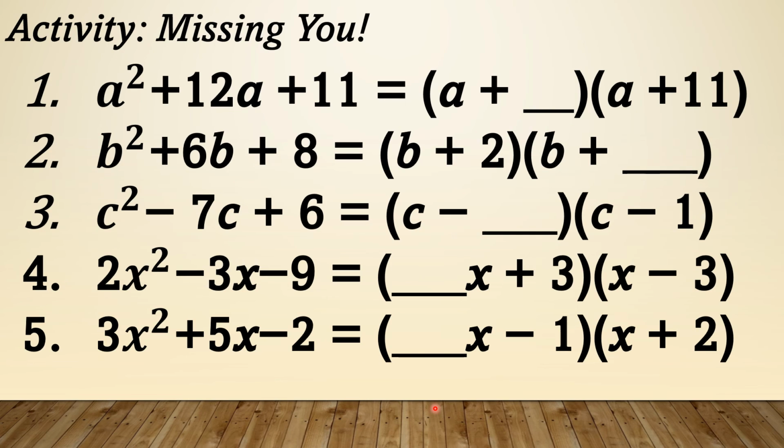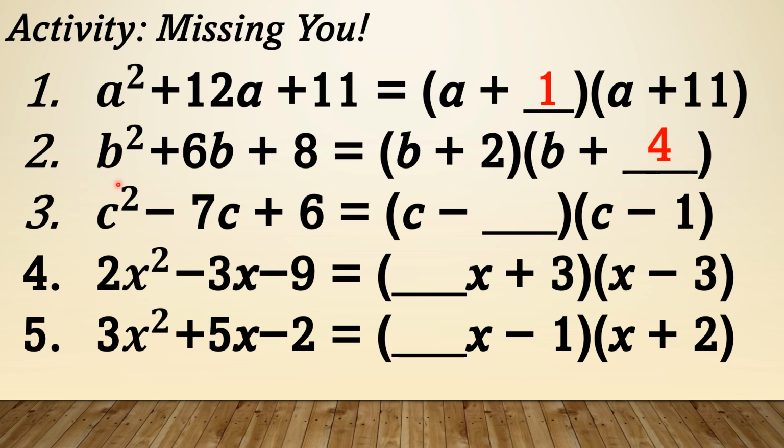Okay, this time we're going to have an activity. You are going to fill in the missing terms of each factor given. So, for number 1, the missing term is 1. So the complete factored form of a squared plus 12a plus 11 is the quantity of a plus 1 times the quantity of a plus 11. For number 2, the missing term is 4.